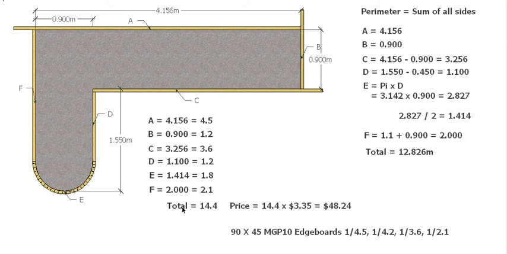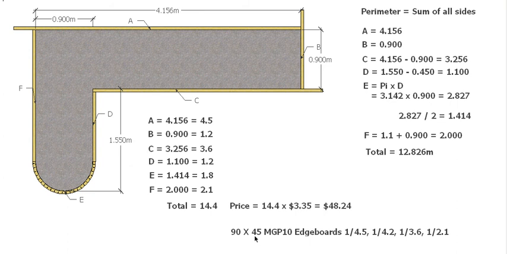Now that I've actually worked out orderable lengths, I can work out the actual lineal meters that we'll be ordering, so 14.4, a little bit more than what the perimeter is. Times that by a price, and that'll tell us what my timber is going to be worth to get the formwork for this job. My actual timber order would look something like this.